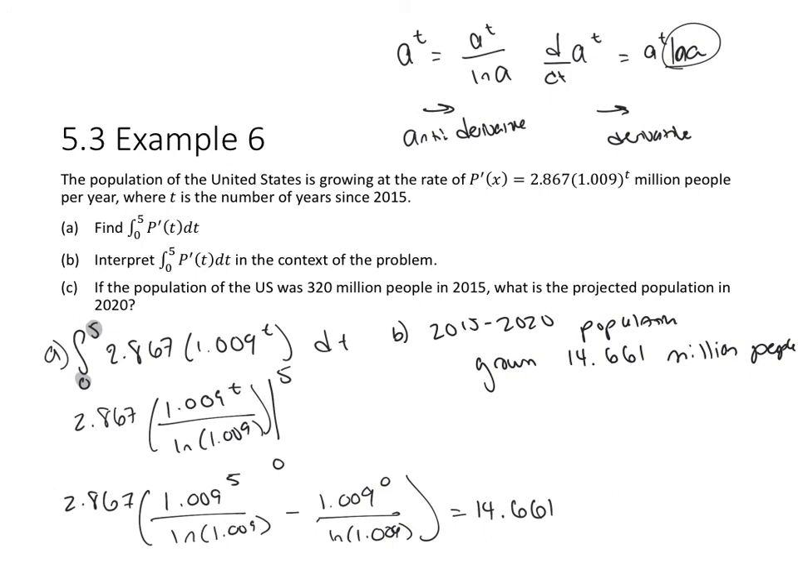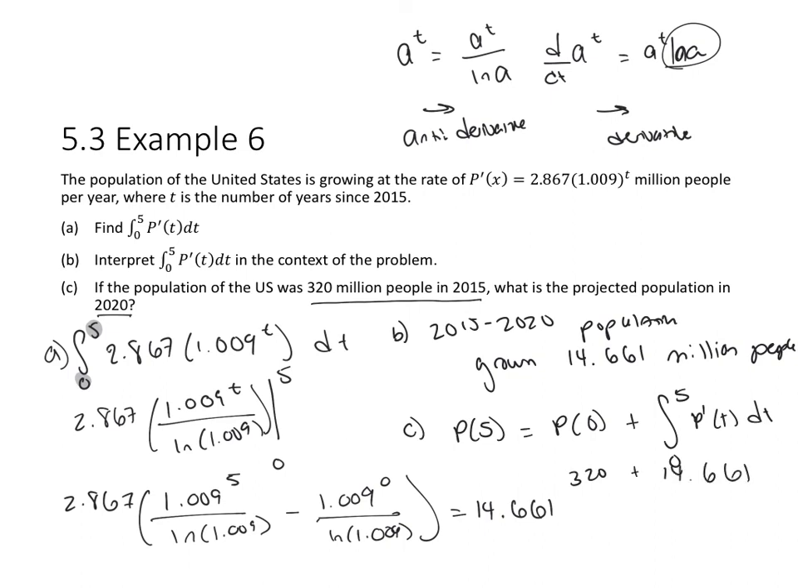Now, this is a really important part C. We haven't done a part C yet, but it's very important. It's telling us that the population was 320 million people in 2015. What will it be in 2020? So this is a really important equation that we're going to write. The population in 5 years is equal to the population at year 0 plus that integral that we found. So we're going to have 320 plus the 14.661. So overall, we're going to get 334.661 million people.